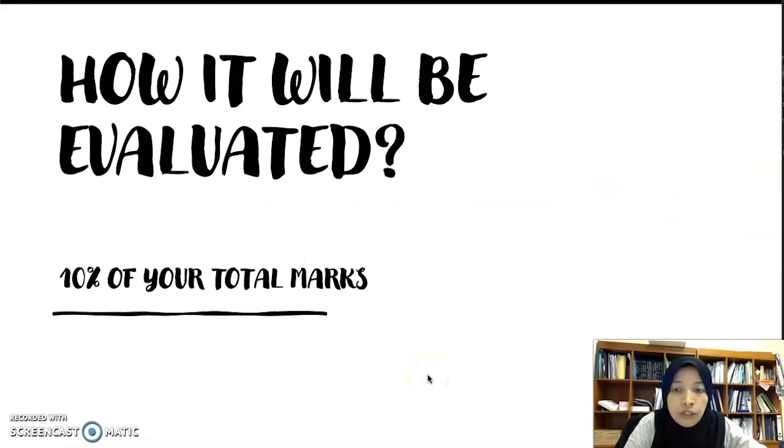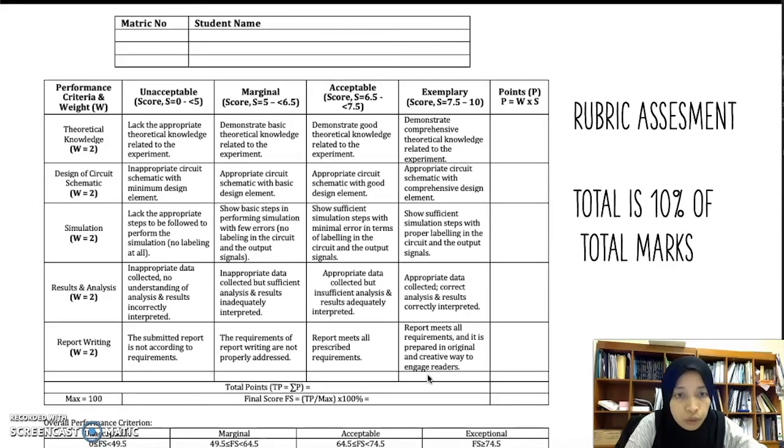Okay, so how will this open-ended lab be evaluated? This is 10% of your total marks. We have what we call a rubric assessment for you to assess your lab report. The first one is theory knowledge. How you explain the op-amp, what the voltage rule is, what the current rule is, how you derive the gain, and you draw the circuit schematic.